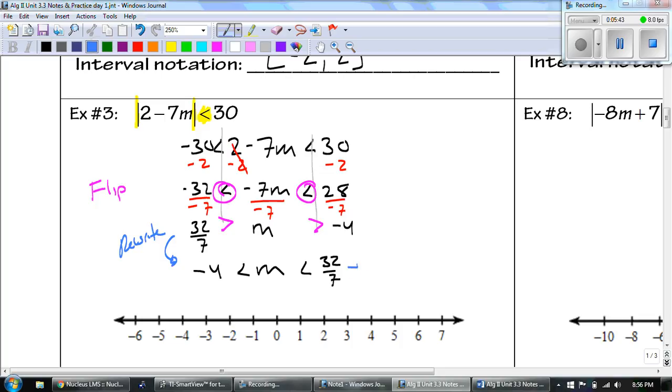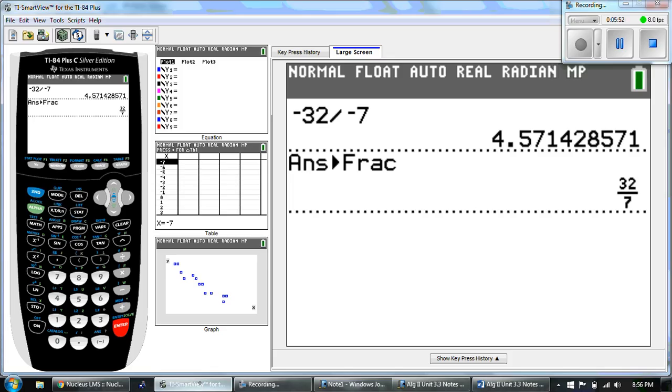Now, when I have to graph 32 over 7, I think it might be important to know, because we just did it in our calculator, where is it? There it is, that it's about 4.57, because we have to graph it.